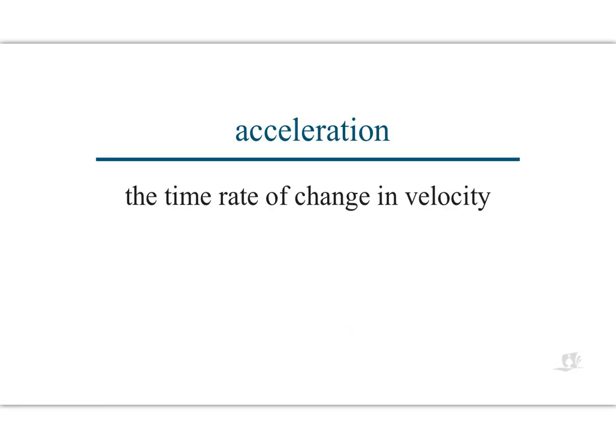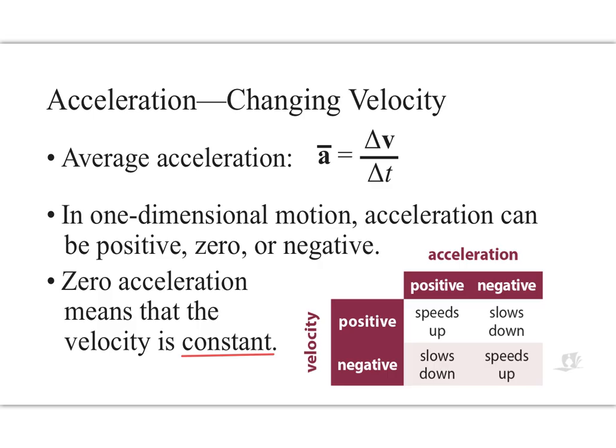So the next term we're going to look at is acceleration. Acceleration is the time rate of change in velocity. And so as we look at acceleration, again, average acceleration, but now we're looking at how velocity changed compared to time. So in one-dimensional motion, acceleration can be positive, zero, or negative. And a zero acceleration just means the velocity isn't changing. And so if velocity is speeding up or slowing down, then you're going to have some acceleration changes.